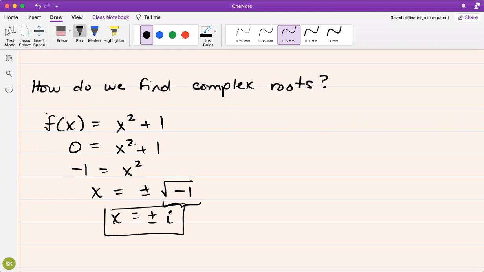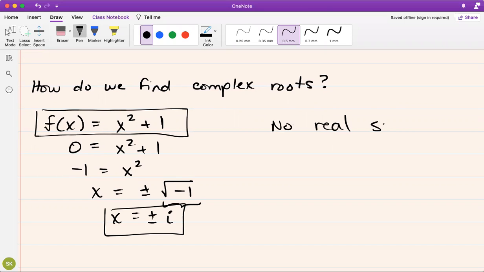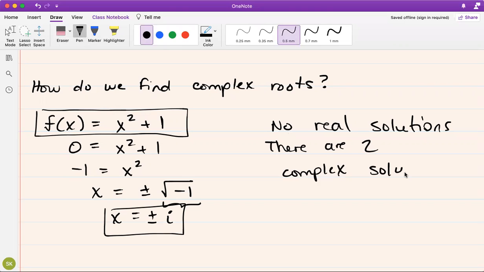So the solutions to this function here, there are no real solutions, but there are two complex solutions. And those two solutions are x is equal to i and x is equal to negative i. So whenever you have no real solution, you're going to get two complex solutions.